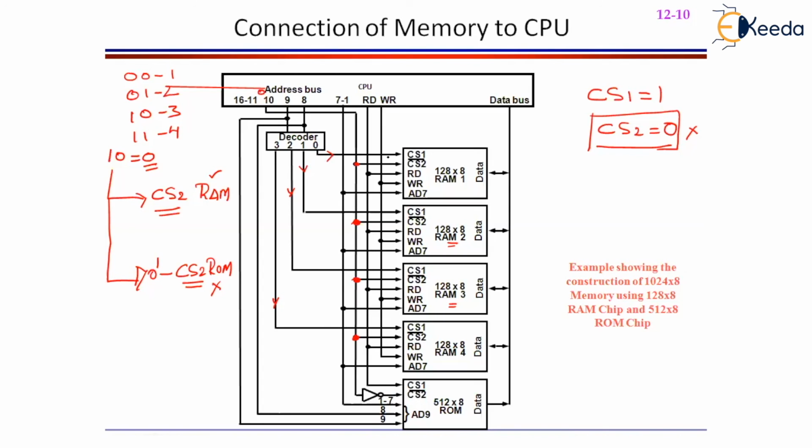Okay, first output is connected to CS1 of RAM 1, second output to CS1 of RAM 2, third output to CS1 of RAM 3, and the fourth output to CS1 of RAM 4, which means that we did make appropriate connections. Whenever the 9 and 8 digits are 0, 0, this will get enabled, right? So CS1 is equal to 1, CS2 is already 0 because CS2 has been taken from the 10th digit. RAM will get selected only when the 10th digit is equal to a 0. So CS1 is equal to 1, CS2 is equal to 0, which means that RAM 1 will get selected.